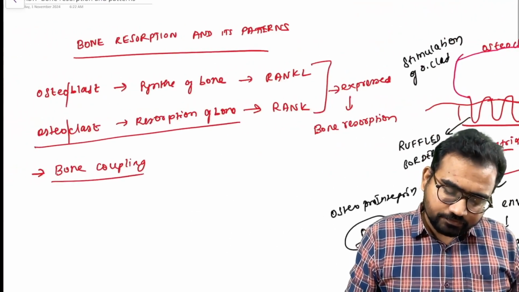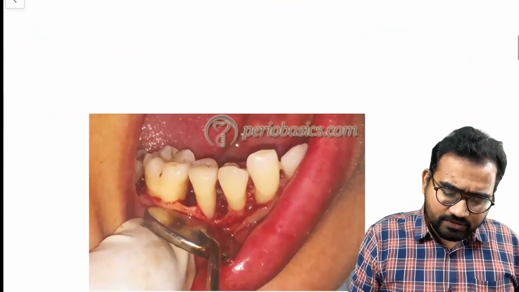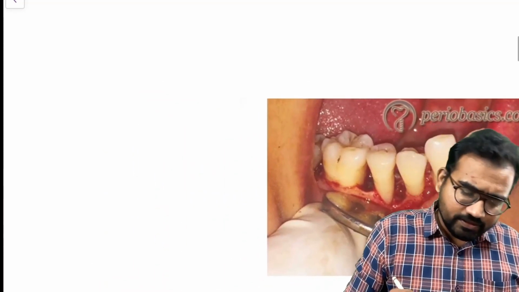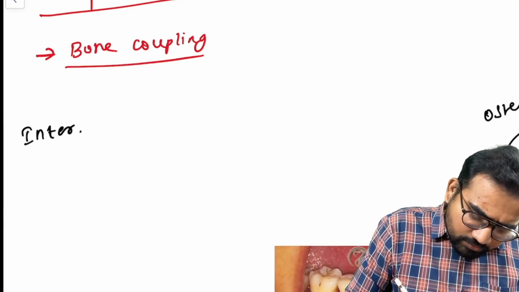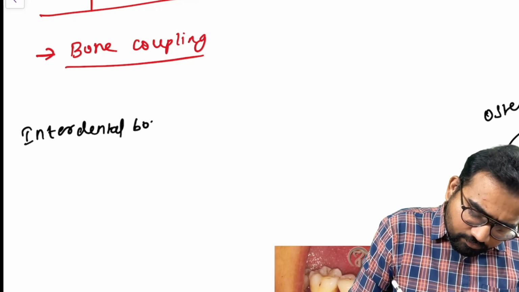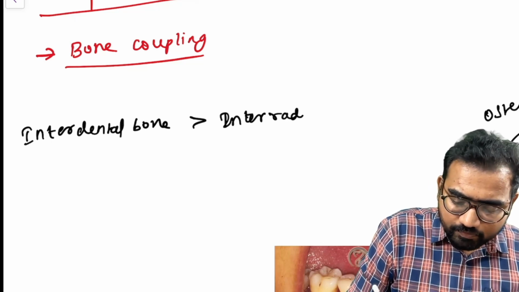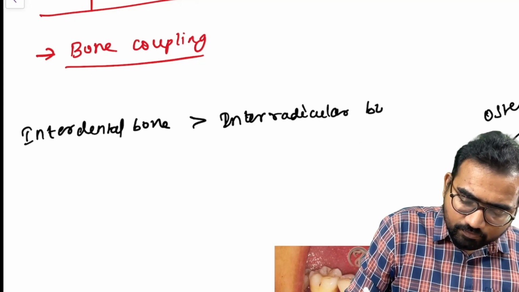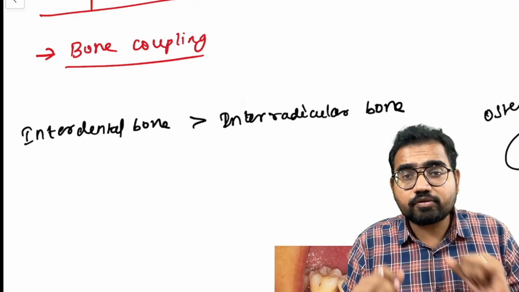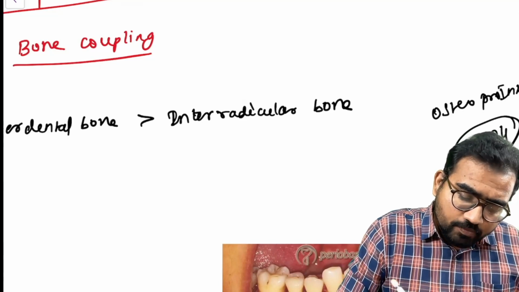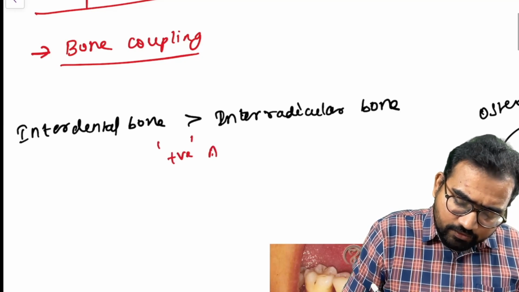Fine. Now, this is the basics of bone resorption and the osteoclast. Now coming to a few defects. Normally, the interdental bone should be above the interradicular bone. The interdental bone should be more than the interradicular bone. This is called the positive architecture.